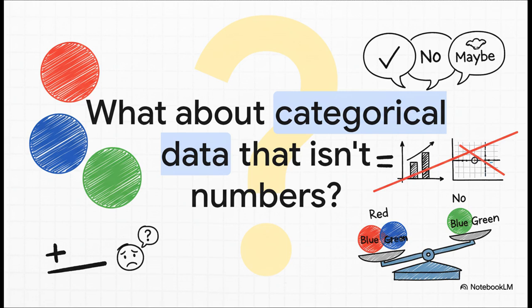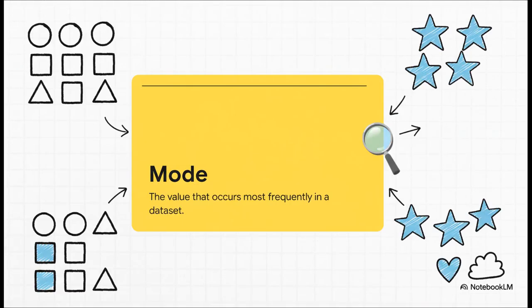I mean, think about it. How would you find the average favorite color from a survey, or the average answer to a yes or no question? You can't add blue and red and divide by 2. It just doesn't work. This is a problem that both the mean and the median are totally useless for. And the solution is the mode.